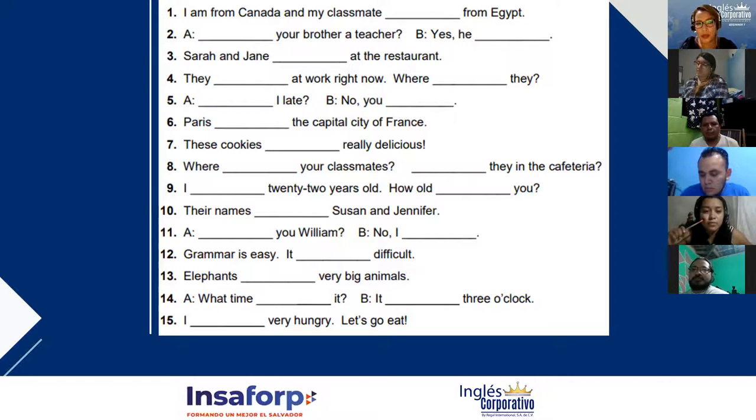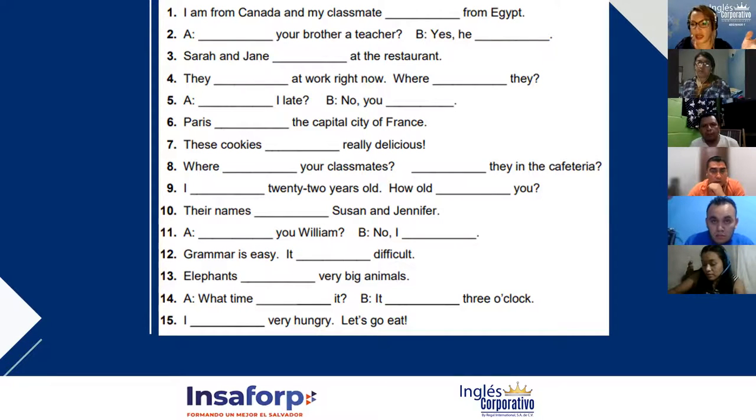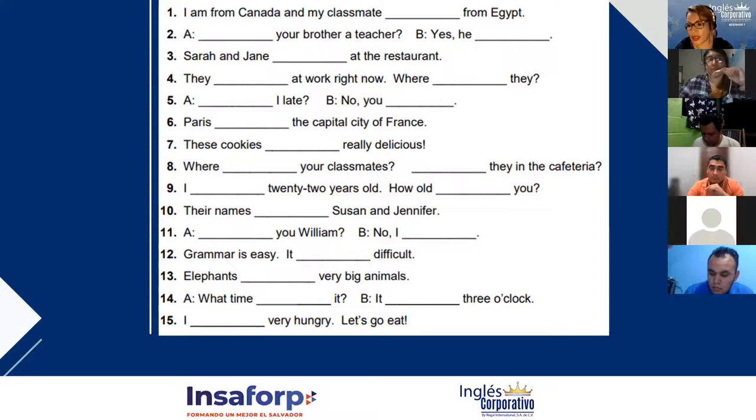So let's do the number one together. It says, I am from Canada and my classmate from Egypt. So what is the correct answer here? I am from Canada and my classmate is from Egypt. Porque me estoy refiriendo a mi compañero o compañera de clase. My classmate. Entonces es él o ella, ¿verdad? Si sea él o ella, siempre usaría is. So that's number one. Answer is.